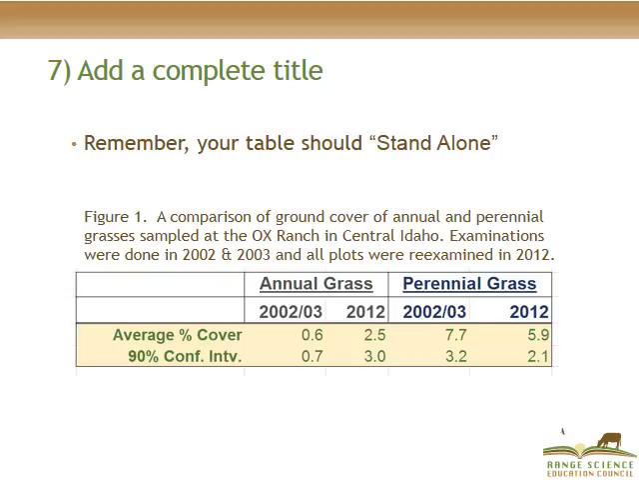So here's a pretty good example of what our table might look like if we created a Figure 1 title, and it might say: a comparison of ground cover of annual and perennial grasses sampled at the OX Ranch in central Idaho. Examinations were done in 2002 and 3, and all plots were re-examined in 2012. So it's pretty clear that we did ground cover. It's now clear why we have a 2002 and /03. We know where the data were collected and roughly when they were collected. So a table should include where, when, and what is being reported.